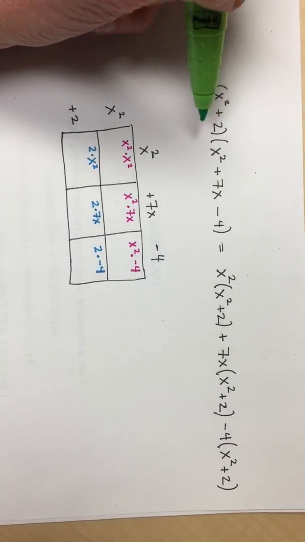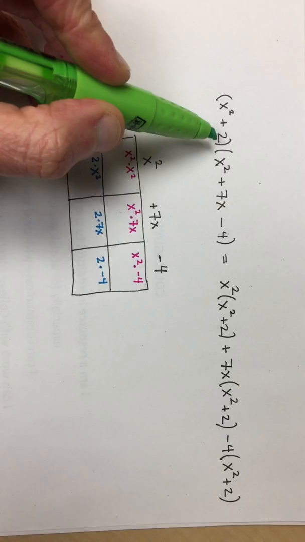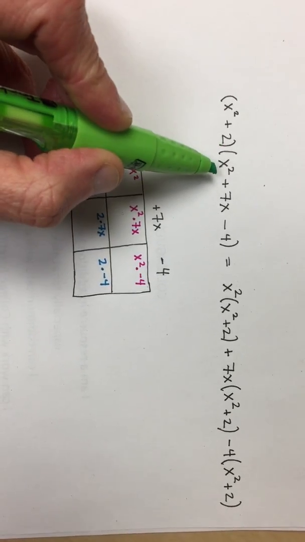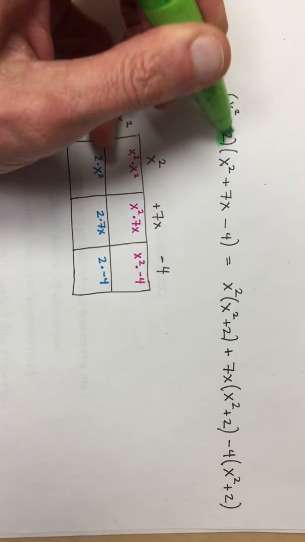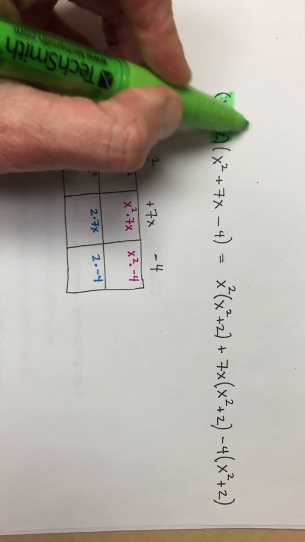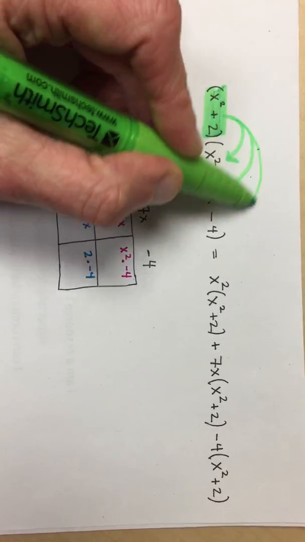In this problem, we're being asked to multiply a binomial with 2 terms to a trinomial that has 3 terms. Now, one way you can do this is to distribute the binomial to all 3 terms of the trinomial.